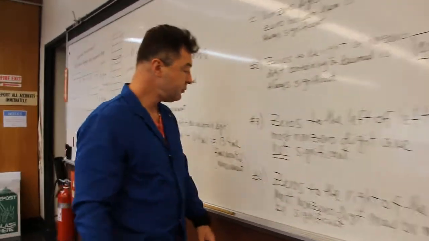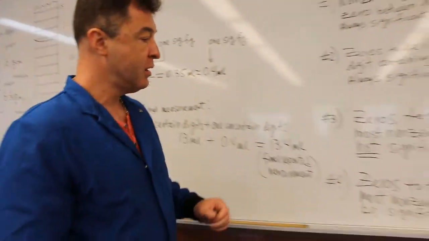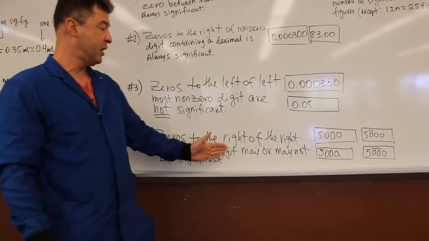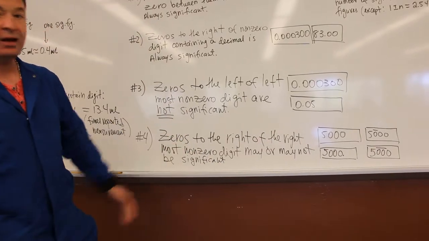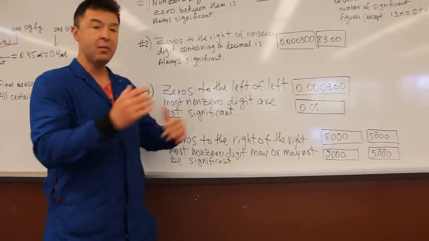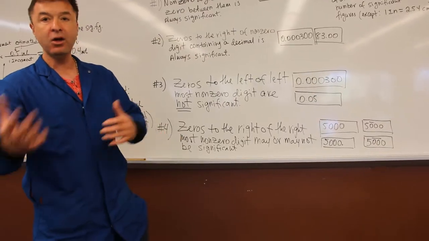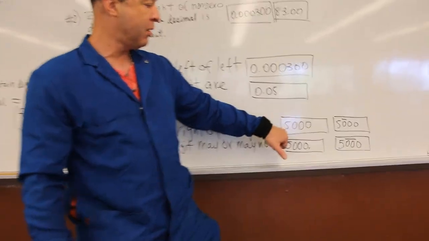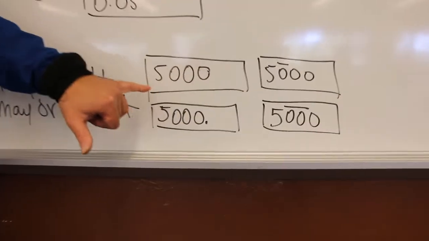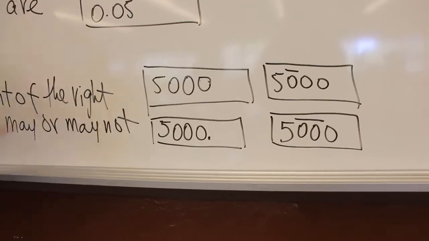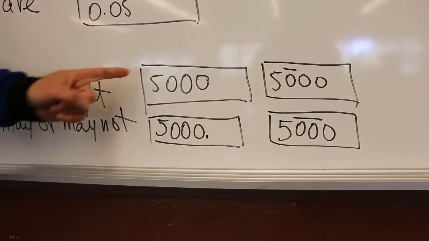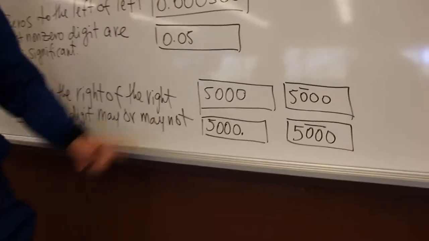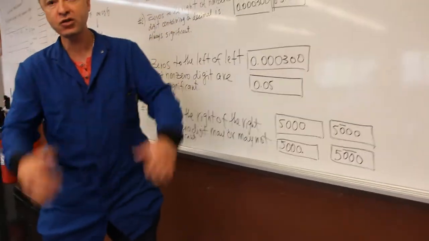Next rule. Number 4, also important. Zeros to the right of the rightmost non-zero digit may or may not be significant. I know the may or may not brings some ambiguity here, but here's how we resolve the ambiguity. As long as you got this number, for example, 5,000 here, and there's nothing else in here, no dots, no bars, nothing, guess what? You don't know whether these zeros are significant. And so you will assume that there's only 1 sig fig, which is the 5, because it's a non-zero digit.